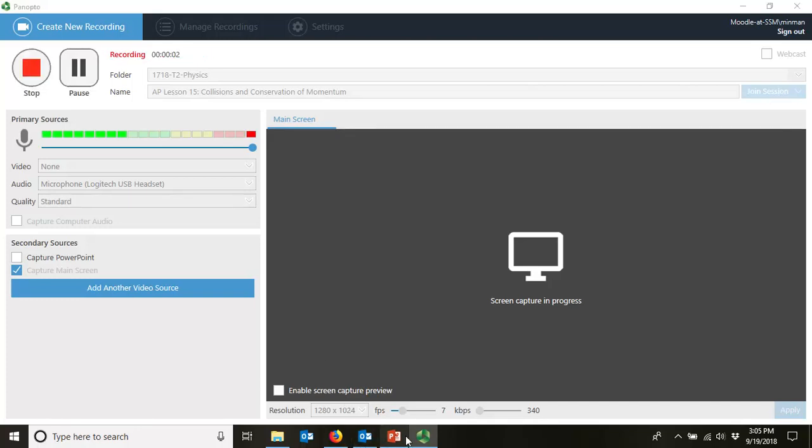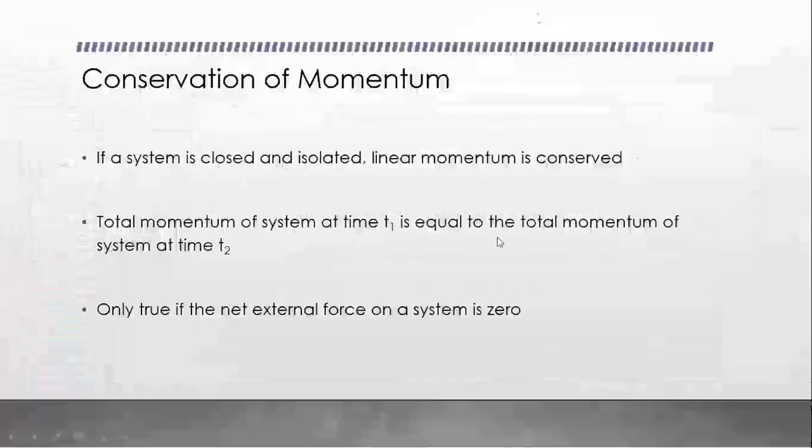Alright, so in this lesson we're going to start looking at the idea of conservation of momentum. In terms of ideas in physics, this is probably one of the big concepts, one of the big key ideas in physics.